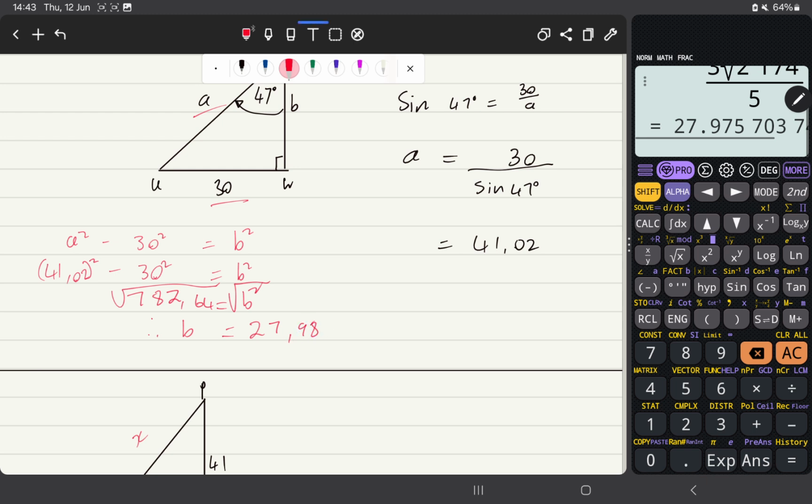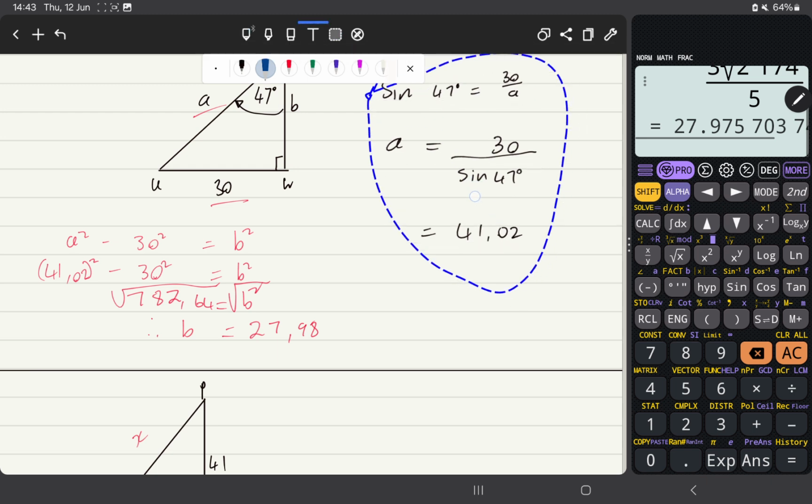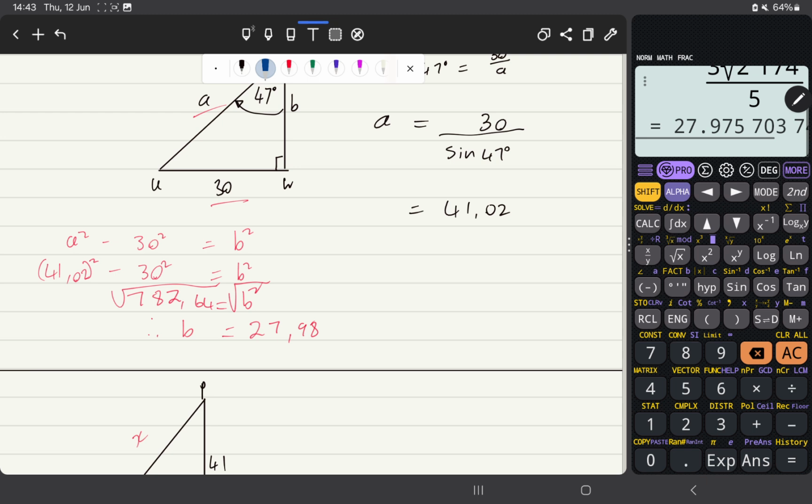27.98, right? Say for example I started with b. If I started with b, I would have something like, I was going to use the tongue. So tongue.